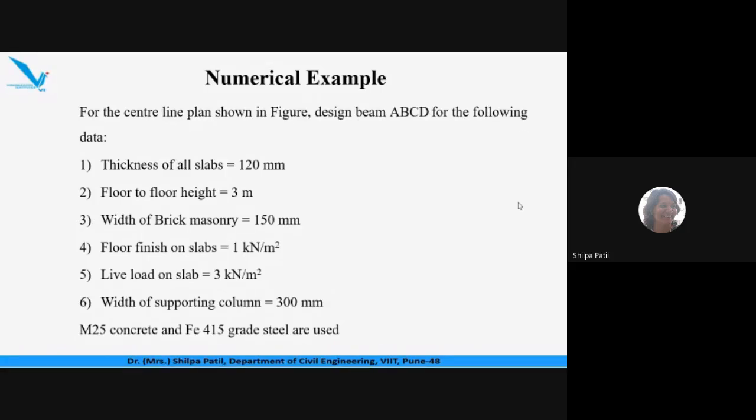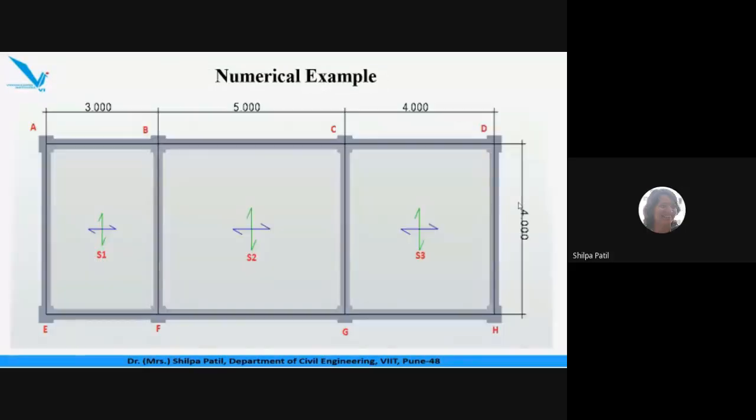Have you completed problem writing? Students? Yes, ma'am. Okay. Take down this diagram now.